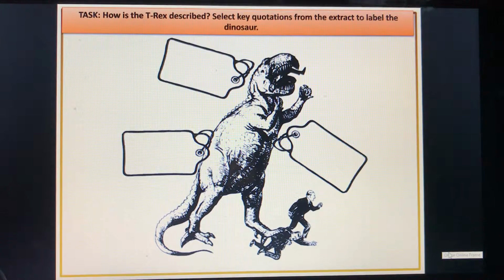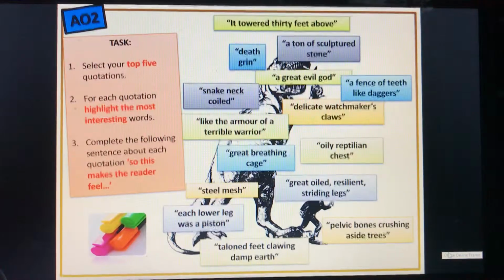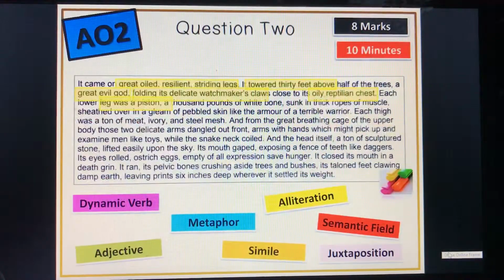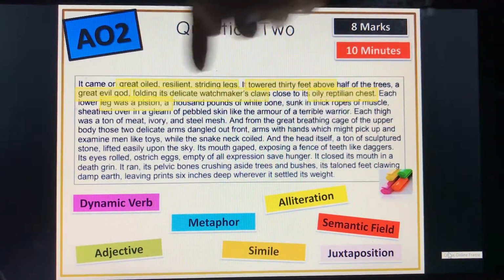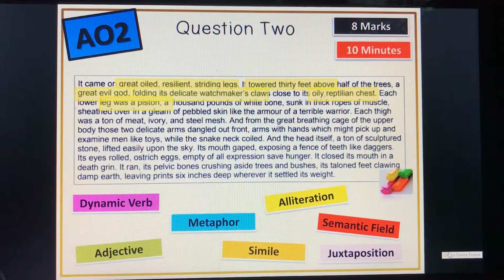Something fancier than what I would do. It's very nice. So how is the T-Rex described? Look at all those. You'll have underlined these already. And again, in the exam, you'll have them on the paper. So you don't need to worry about boxing this one off because it'll be on the paper. So then there's some underlined asyndetic listing there. Oiled, resilient, striding, creates this impact.